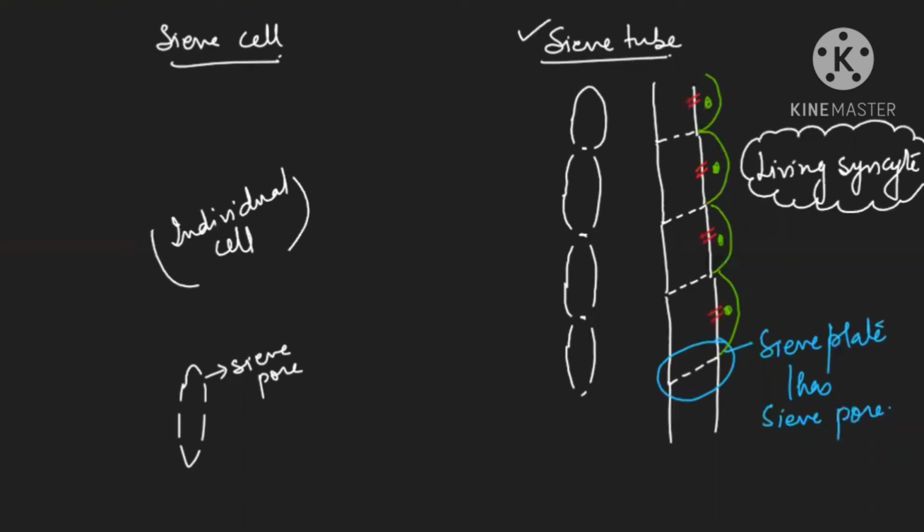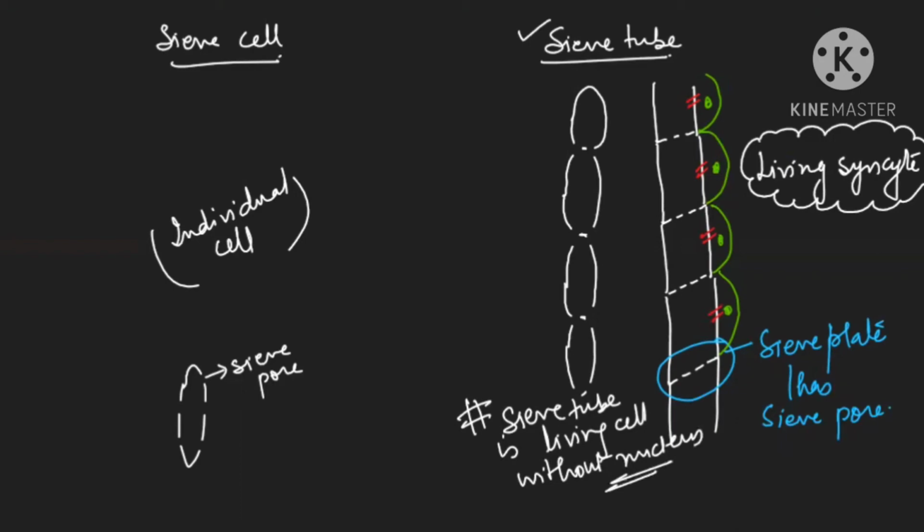Very important. Let me write here for you. Sieve tube is a living cell without nucleus. This is the only cell in the plant kingdom which is living, but it is living without nucleus. Why are we saying living? Because it has peripheral protoplasm. Is it clear? And all the functions of sieve tubes are controlled by the nucleus of companion cells.